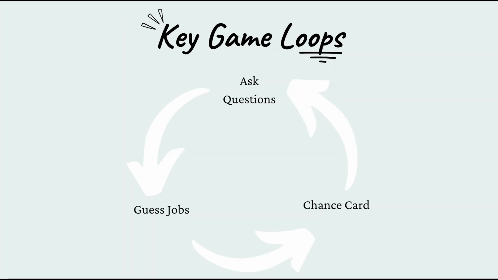The last part was the key game loops, where it displays the continuous process of the game. Our key game loop is players asking questions, then they will guess other players' occupations. Then if no guesses are correct, they will have to roll the dice and draw a card, and they will go back to asking questions. So this loop will continue until the last man standing.